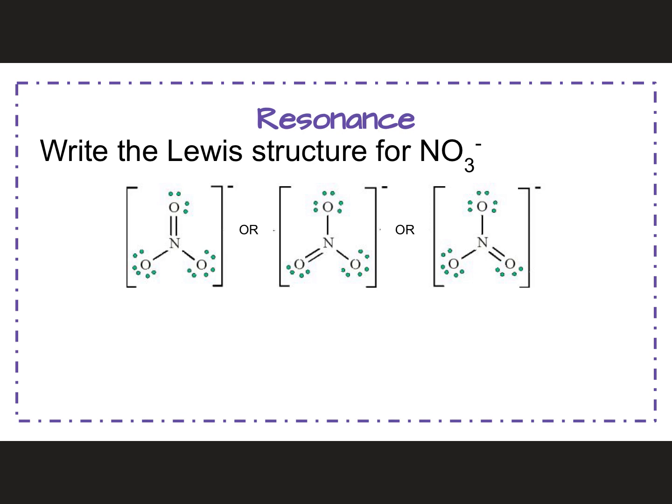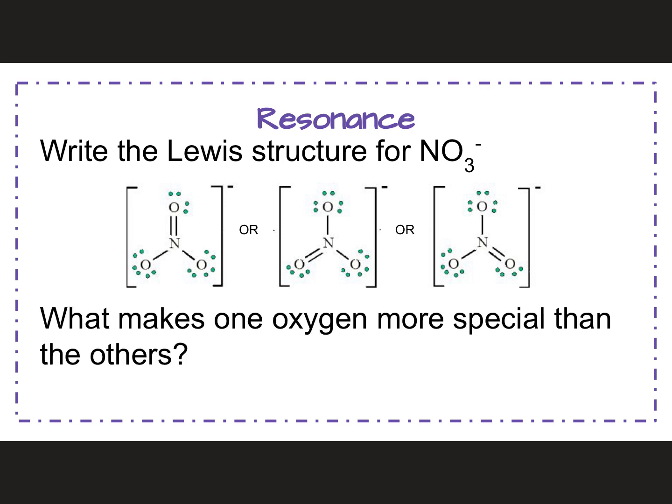Okay, so you came up with one of these three possible options for your structure of nitrate, hopefully. Now, the question is, which one of these is actually the right answer? What makes one particular oxygen atom more special than others? Like, why does one specific oxygen atom get a double bond? Truth is, nothing makes it more special. So each one of those oxygen atoms is just as likely as the others to form the double bond.